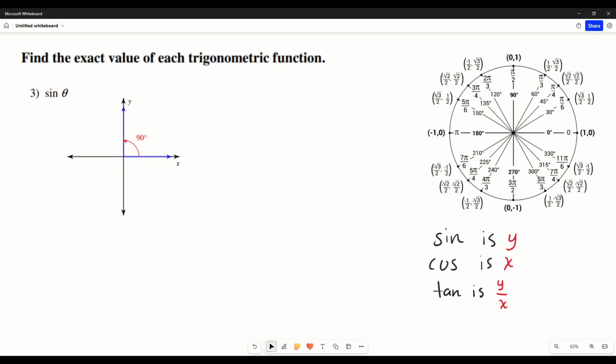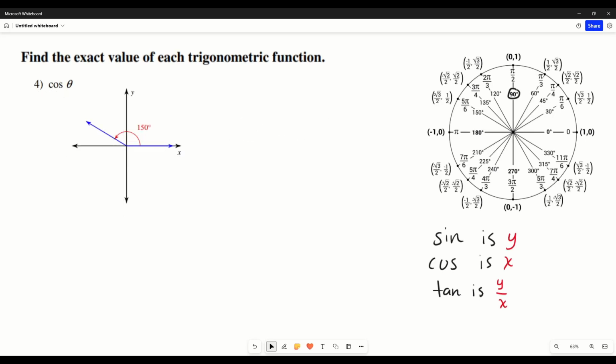For question 3, we have sine of 90 degrees. Okay, so let's write down sine 90 degrees. Looking at our unit circle, 90 degrees right here, and sine is the y value of this. Sine of 90 is just 1. So for question 3, sine of 90 is 1.